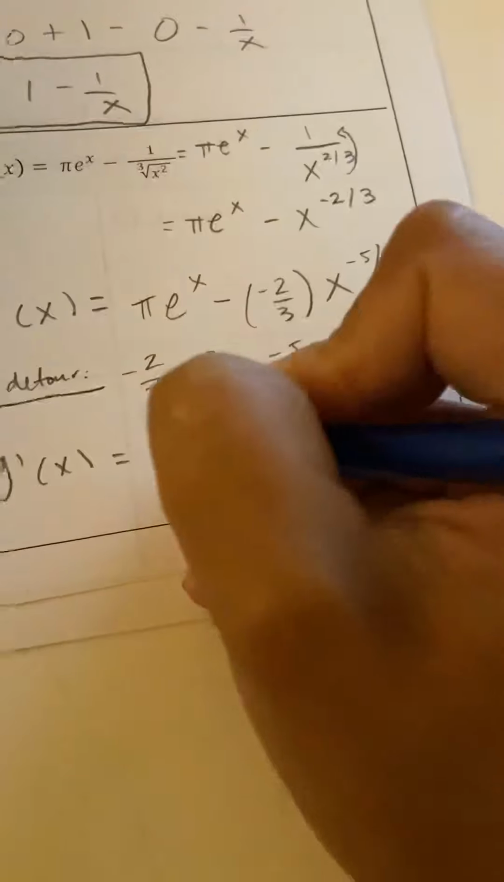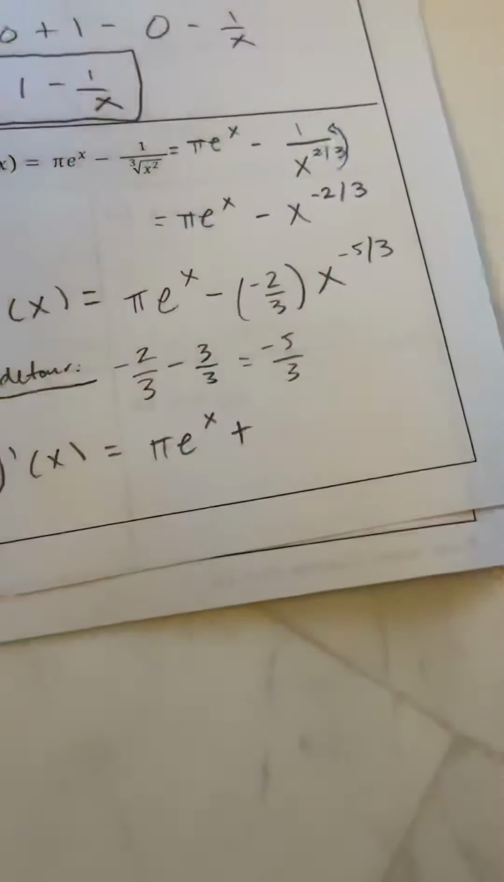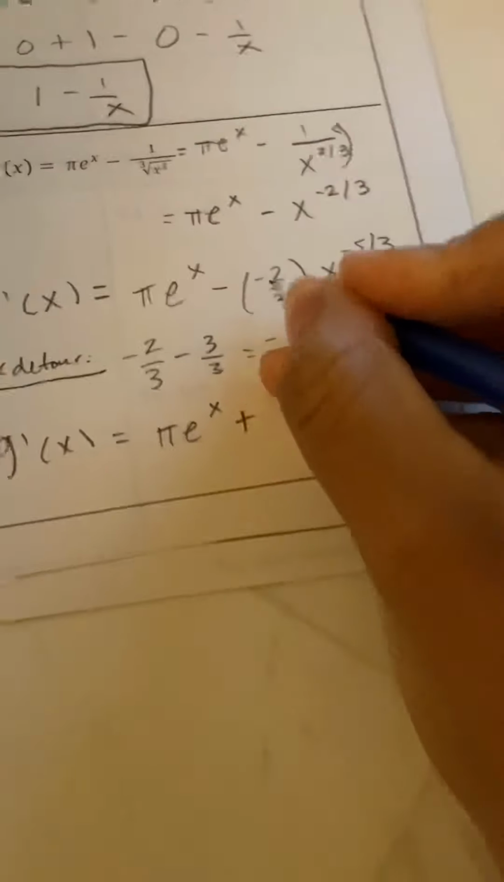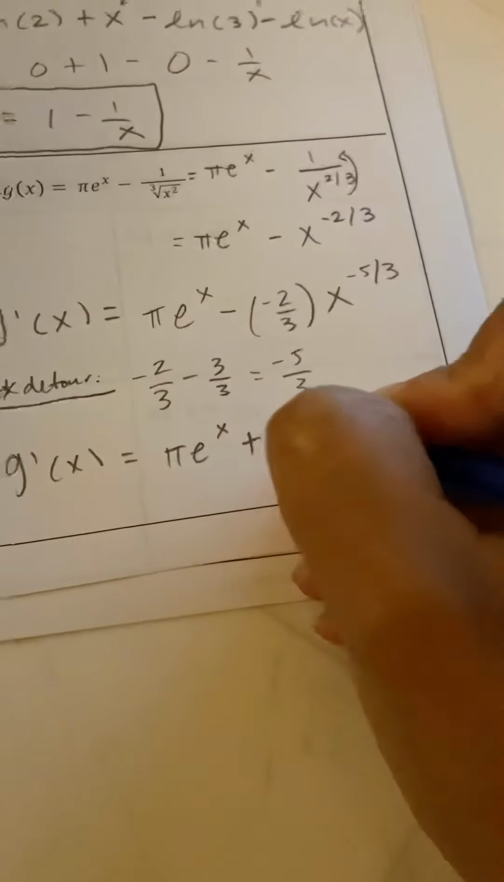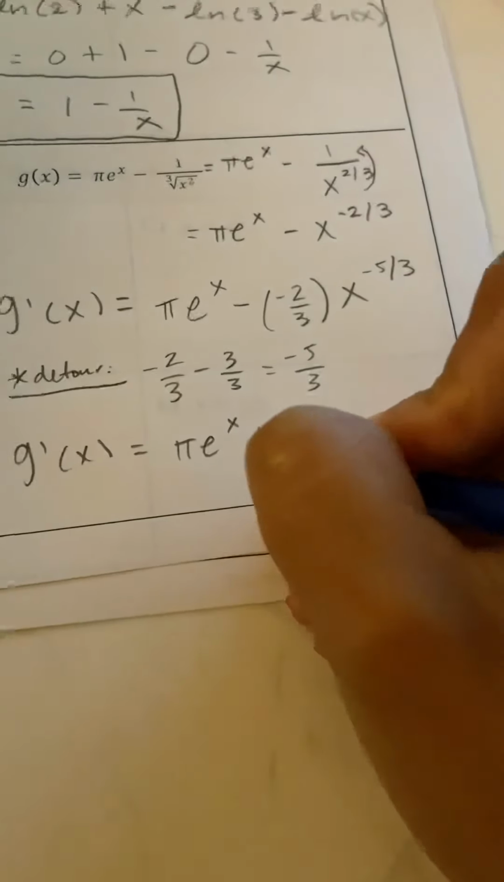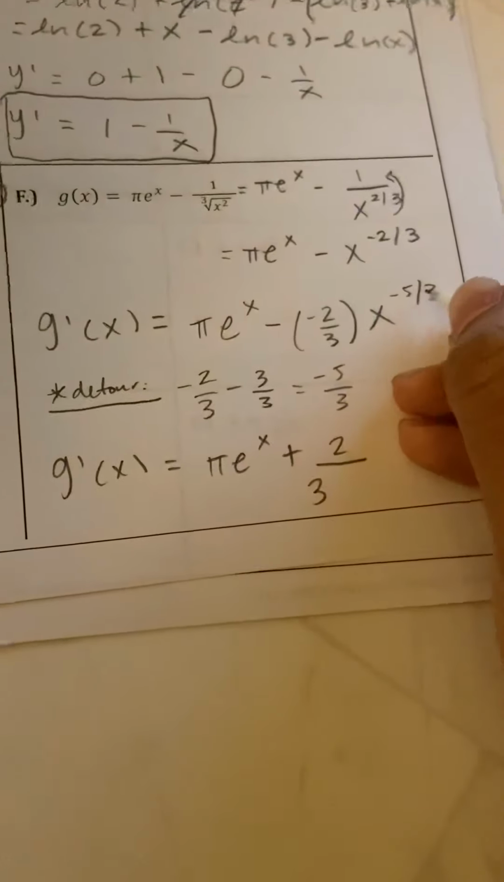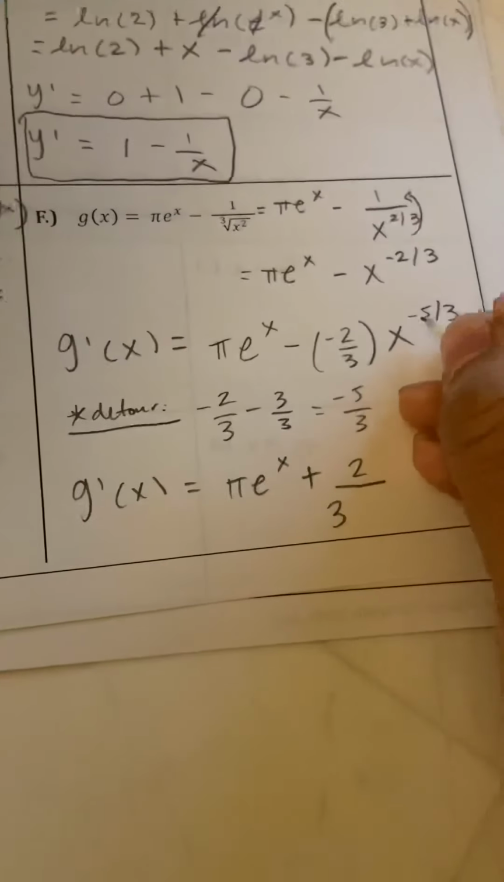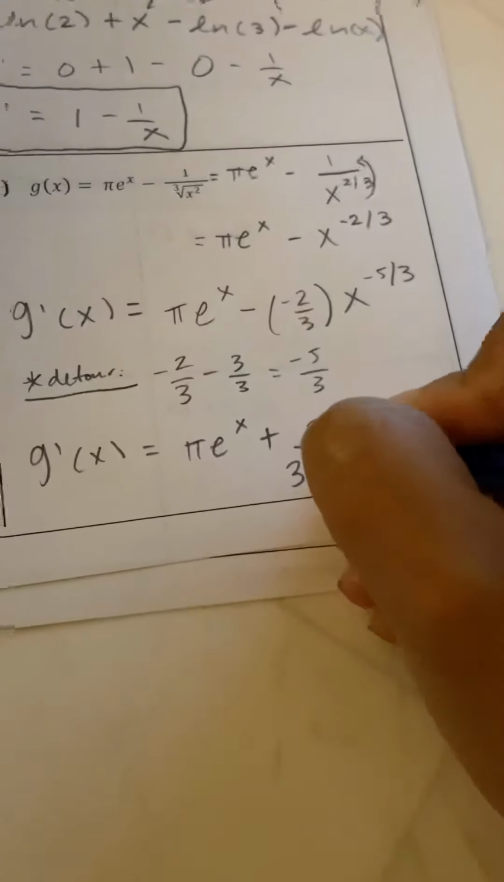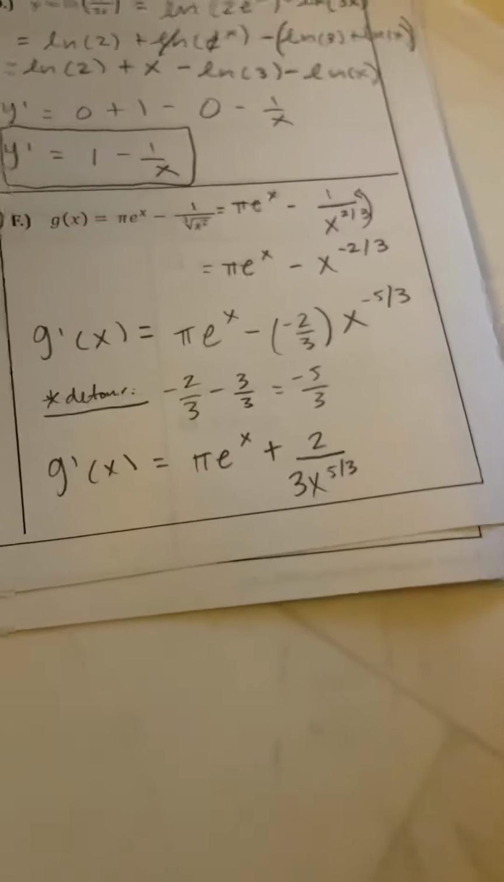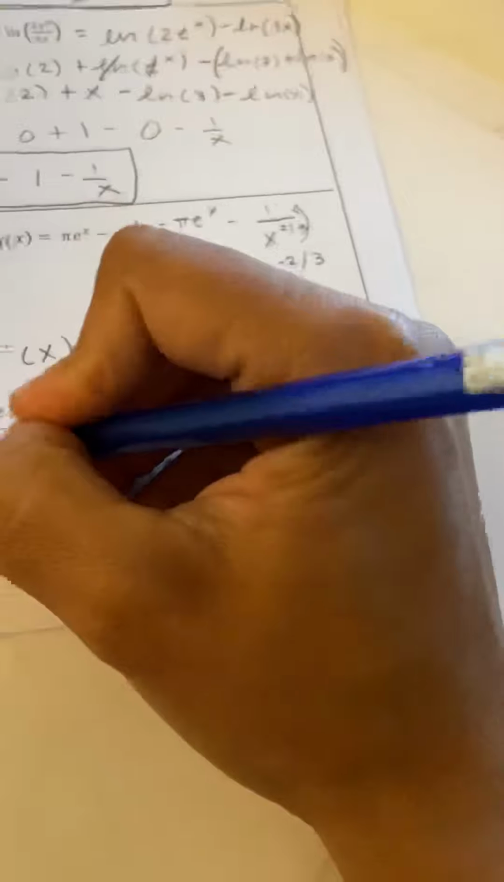So I would have g prime of x is equal to pi e to the x. Negatives cancel, so plus. The 2 here is the numerator, so please keep it as such. 3 is the denominator, and move this x to the power negative 5/3 to the denominator because you cannot leave negative exponents, so x to the power of 5/3. And that is your final answer for part F. Oh my gosh, I cannot even underline that. I'll just leave it like that, okay?